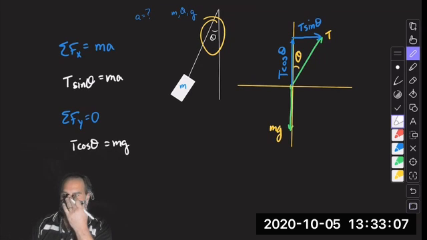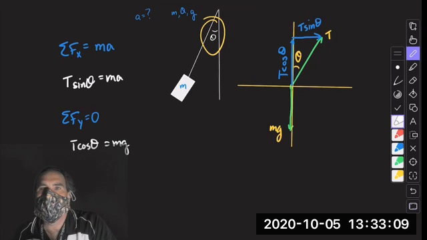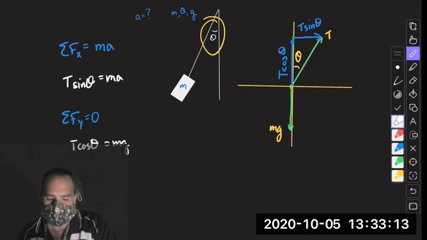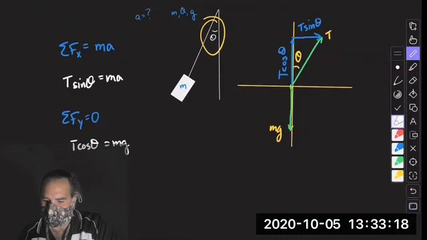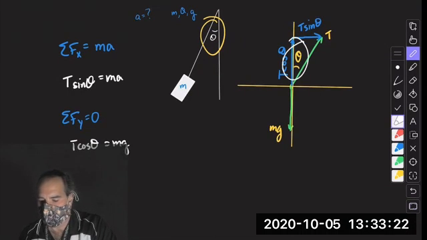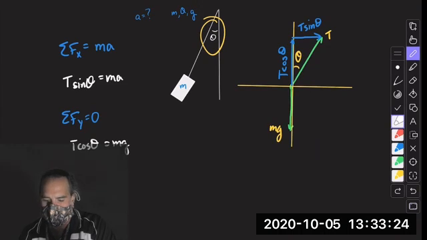Any questions about where any of this has come from? Go ahead. How is this one theta? No. And I'll explain it again, but let me go to another page to explain it.